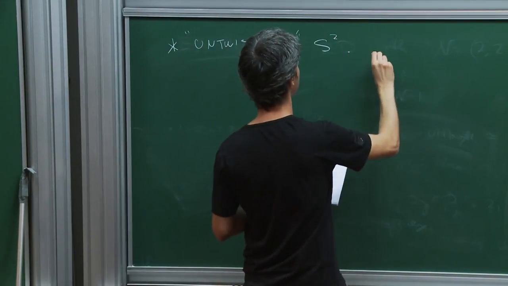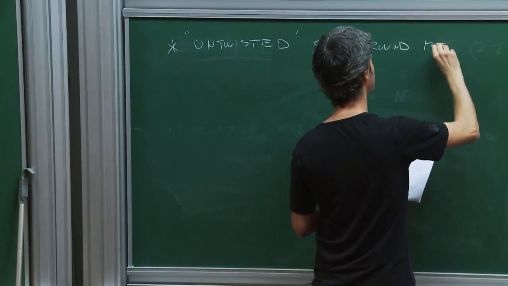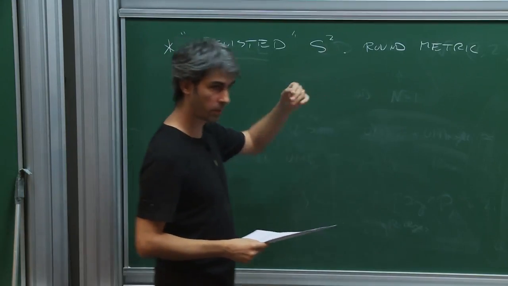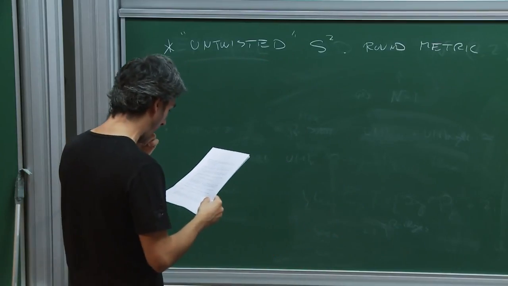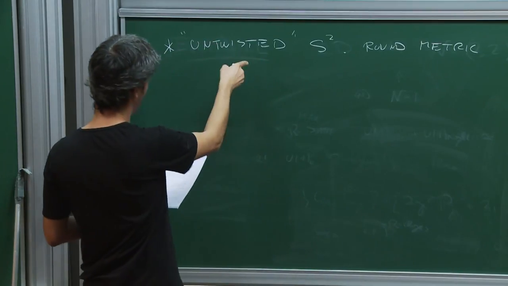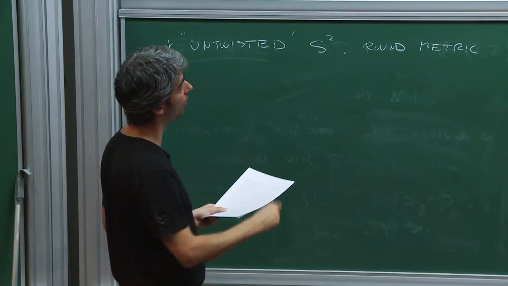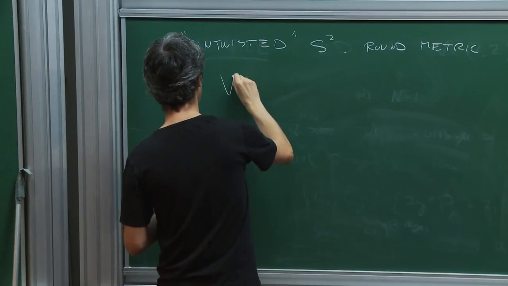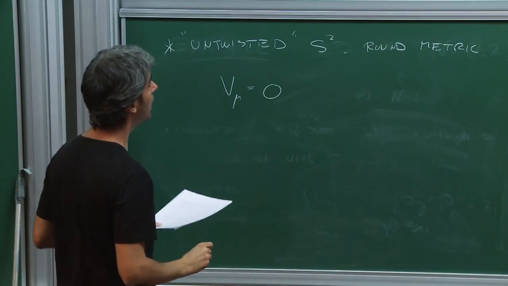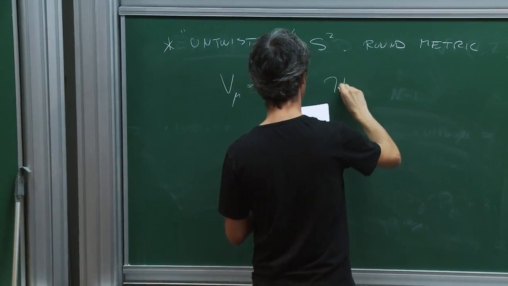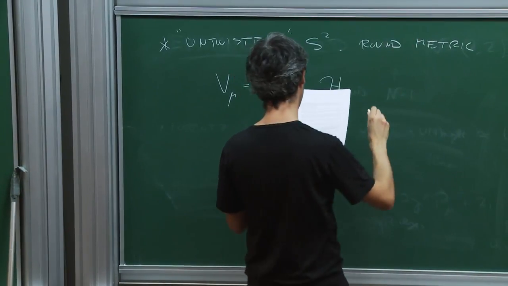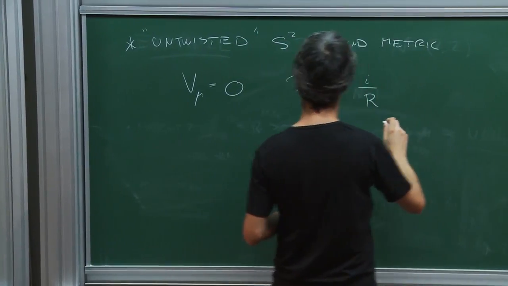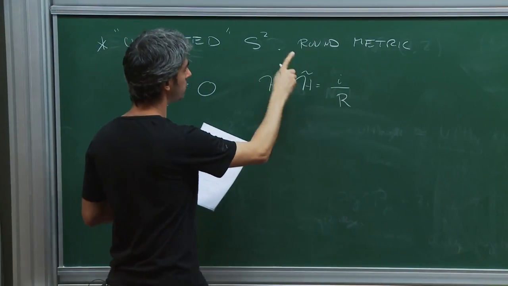So we take the round metric on S2. This solution will be specific for S2, will not work for an arbitrary genus. I call it untwisted because this time we don't turn on at all a background for the vector field that couples to the R symmetry. So we set this to zero, but it turns out that we can still solve the equations. So now we have to turn on those scalar fields, where R is the radius of the sphere.